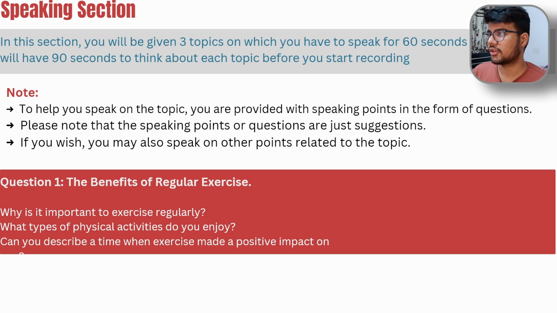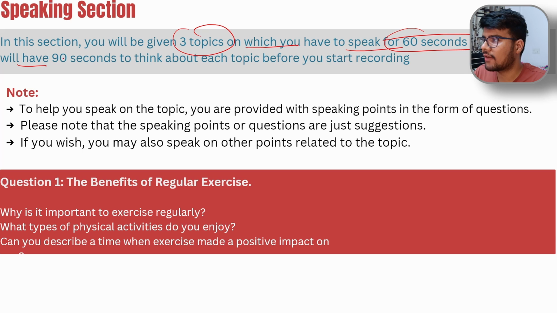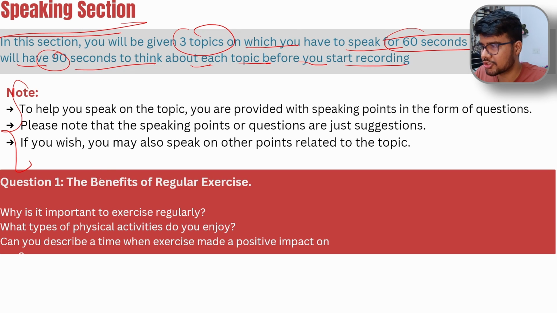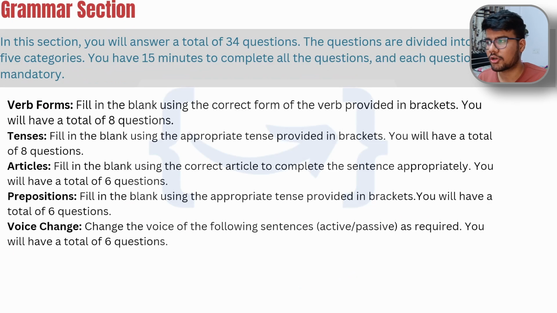Don't waste time unnecessarily. In this section you will be given 3 topics on which you have to speak for 60 seconds each. You will have 90 seconds to think about each topic before you start recording. This is another pattern that you can expect in your examination. For example, the benefits of regular exercise, why it is important to exercise regularly, what type of physical activity you enjoy, or describe a time when exercise made a positive impact on you. These are dummy questions that you can practice. If someone asked you this question, how would you respond? Try to be very conscious about your pronunciation, because this is an important part in Cognizant.